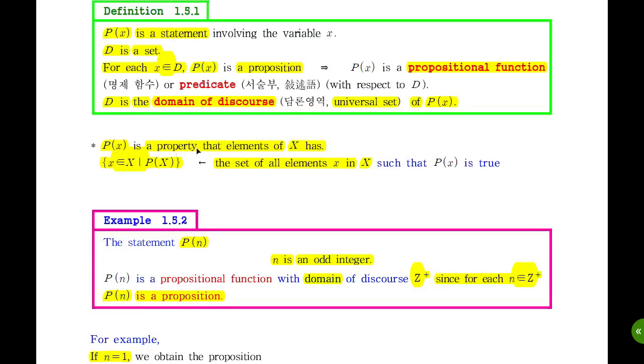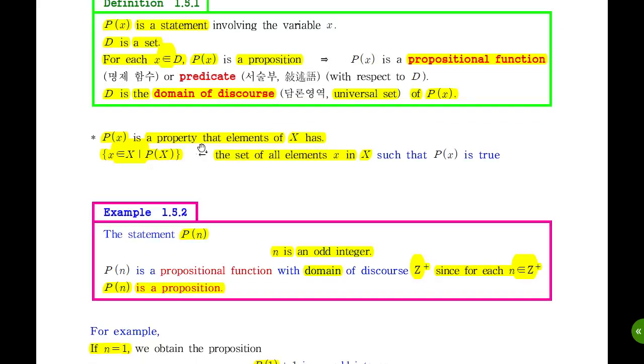P of x is a property that an element x has, which means the set of x in capital X such that P of x is the set of all elements x in X such that P of x is true. Okay. So: propositional function, domain of discourse, and the meaning of a set defined with a propositional function.